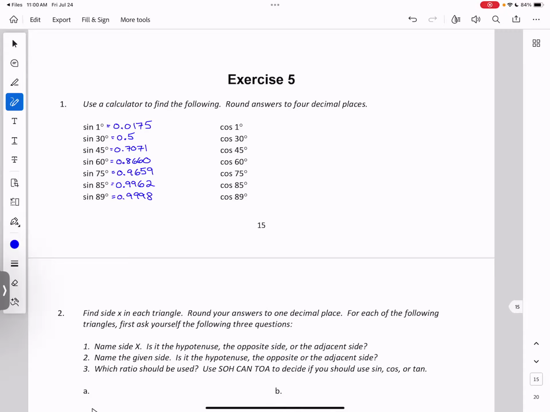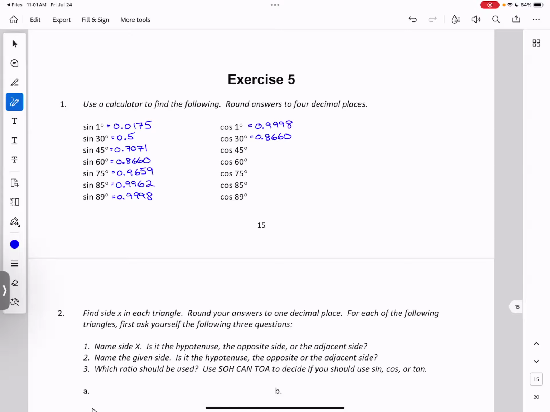Okay, we can do the same kind of thing with cosine. So cosine of 1, now our adjacent relative to our hypotenuse is close to 1. So that's 0.9998. Cosine of 30 gives us 0.8660.